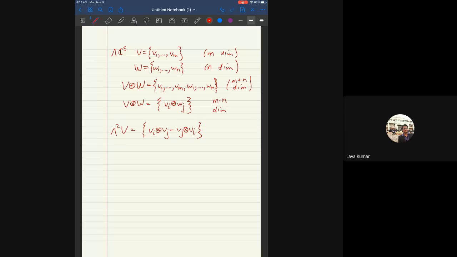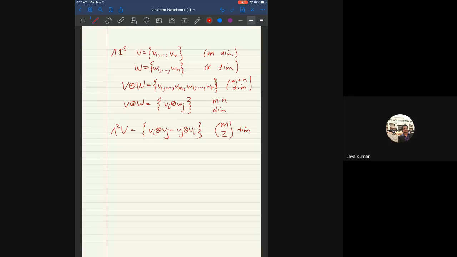Well, how many of those are there? Obviously, I and J have to be different here because otherwise VI VJ minus VJ VI vanishes. So there's M choose two possible ways to choose two different elements. So we have M choose two different basis vectors. So this is an M choose two dimensional vector space.